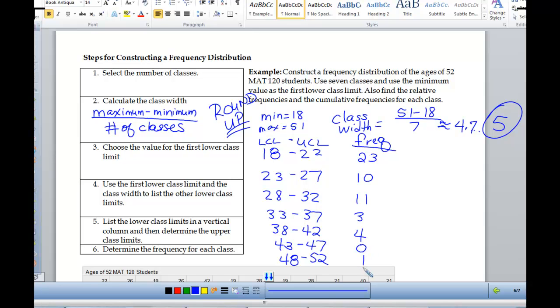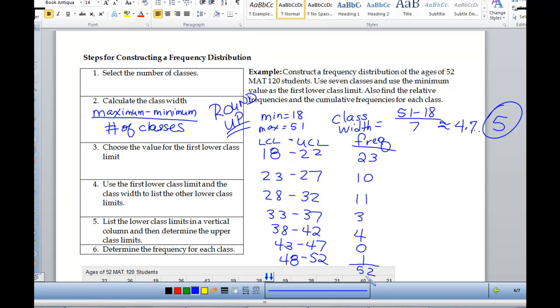And 1. Okay. All right, very quickly, let me just mention to you what the relative frequency is. Relative frequency is just percentage. You can write it as a percentage or decimal. When I add these up, just as a check, we should do that. Hopefully they come up to 52.